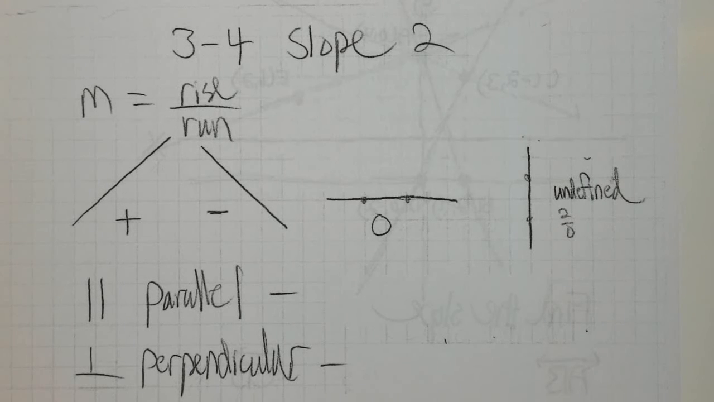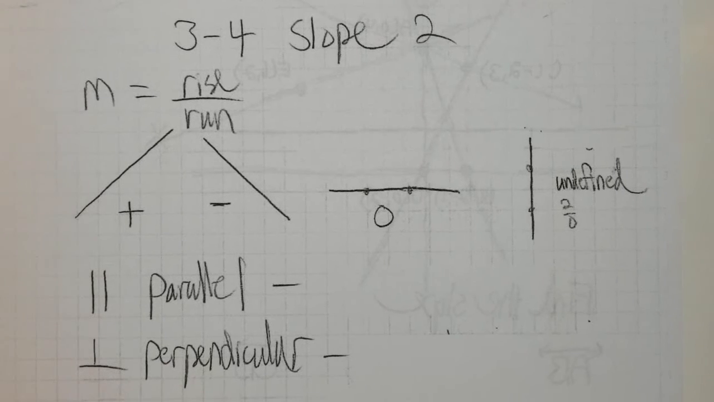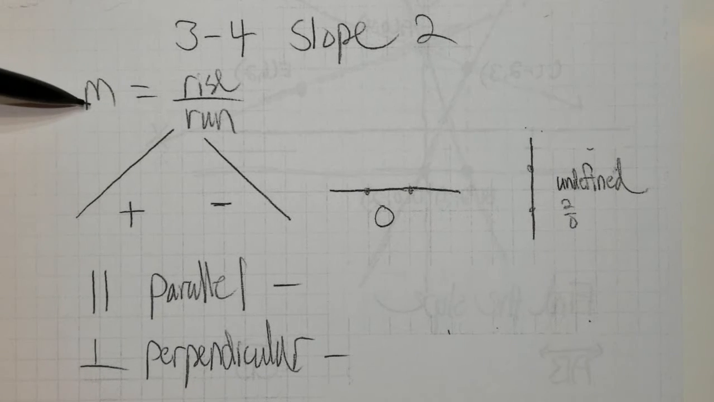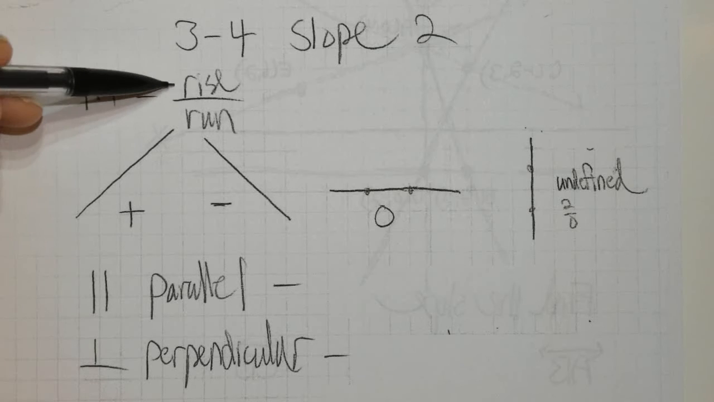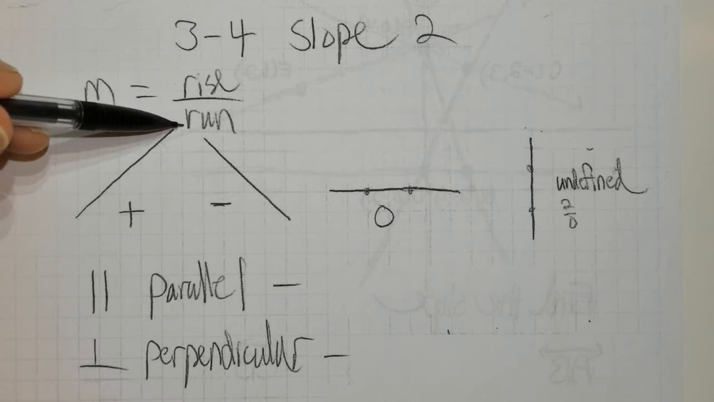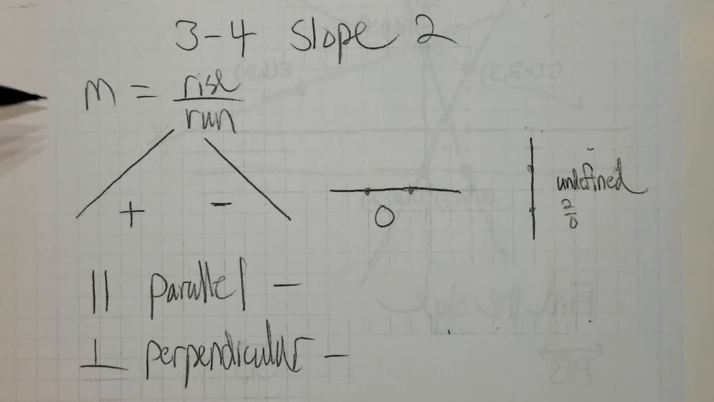Okay, in this lesson 3-4, the topic is still slope, but this time we're talking about slope from a different perspective. We're looking at how to find the slope from the graph and what that looks like. From the graph, you can get the slope by counting the rise over the run between 2 points that are on the line.